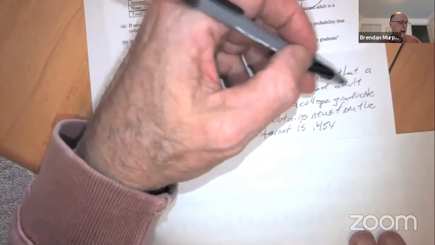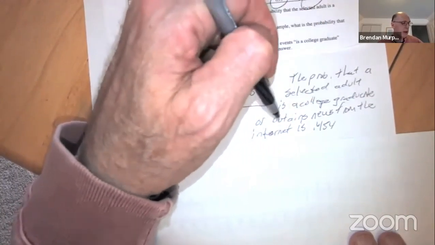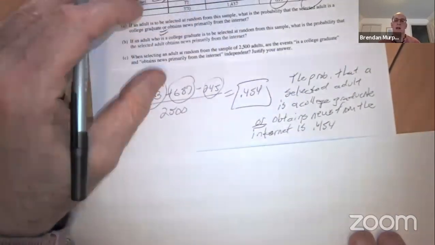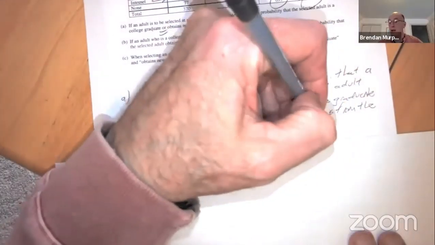And again, I always try and want to see if I can come up with a sentence here. So the probability that a selected adult is a college graduate, or, that was kind of the key word, or obtains news from the internet is 0.454. And again, I've showed my math and I've tried to answer it in a full sentence.